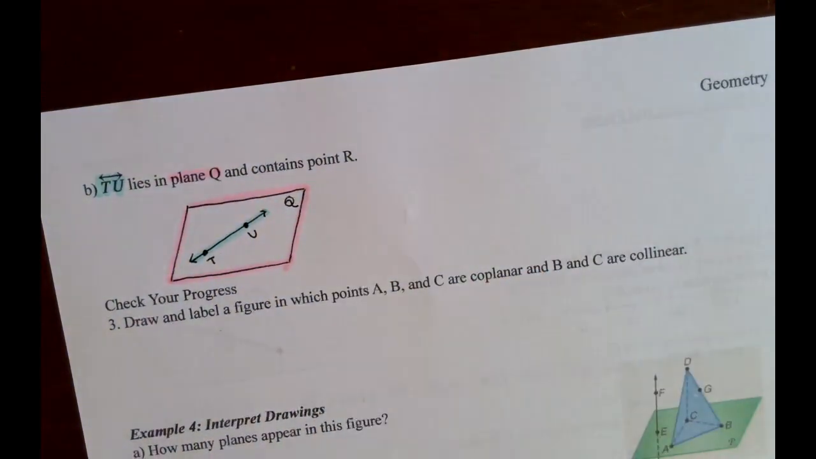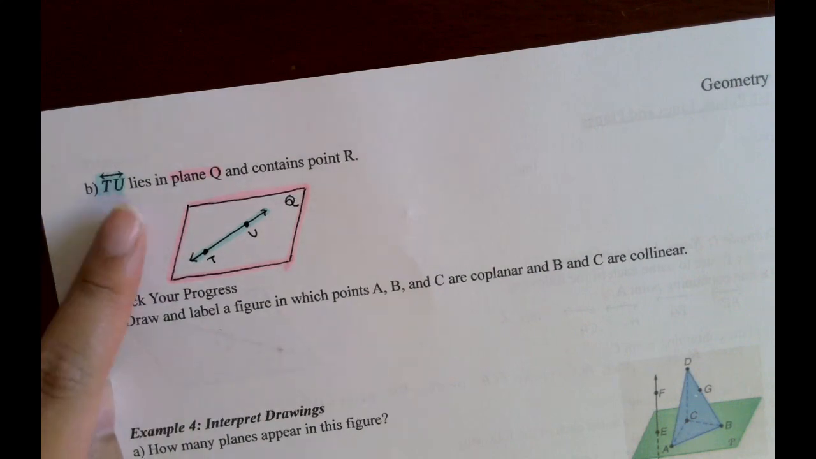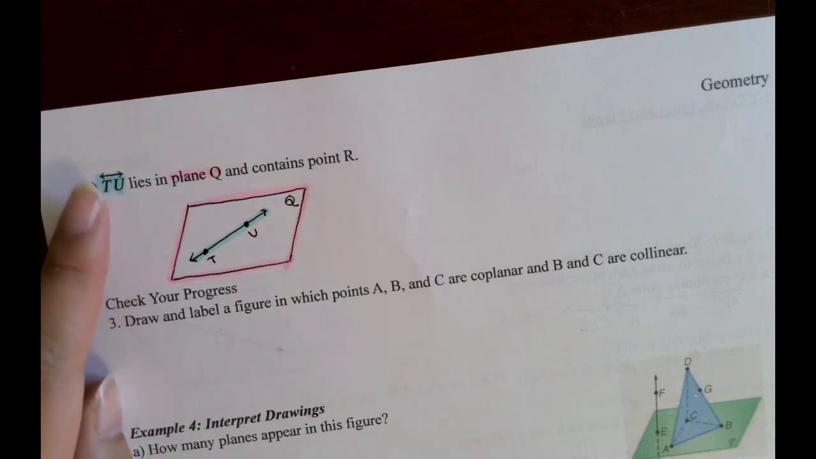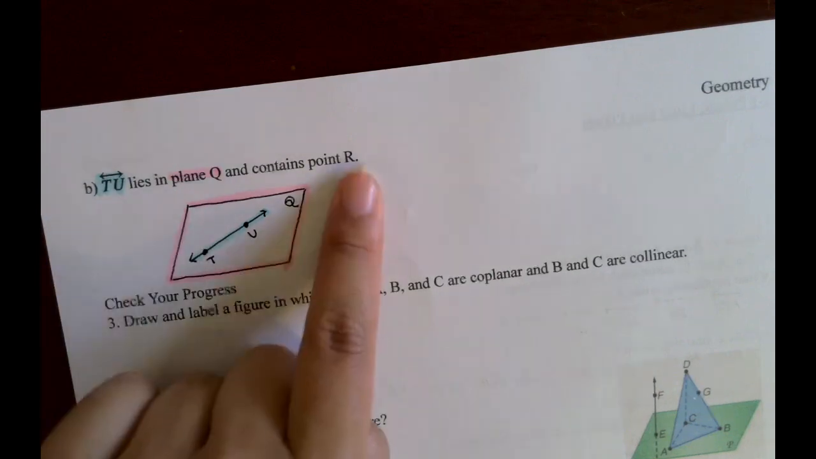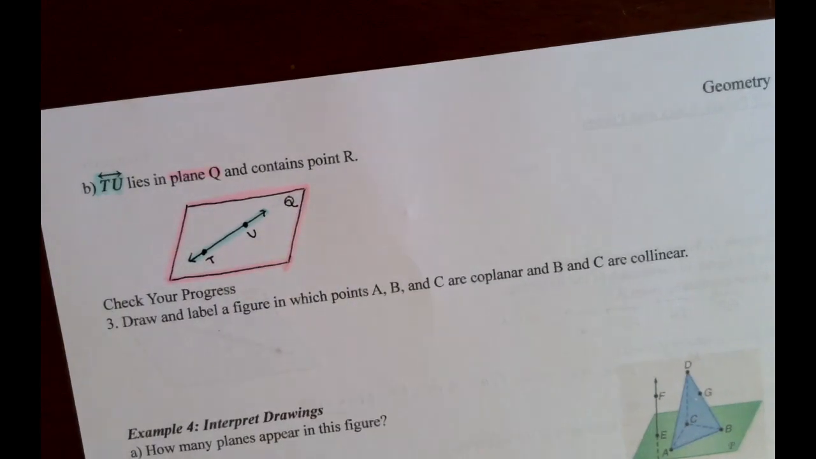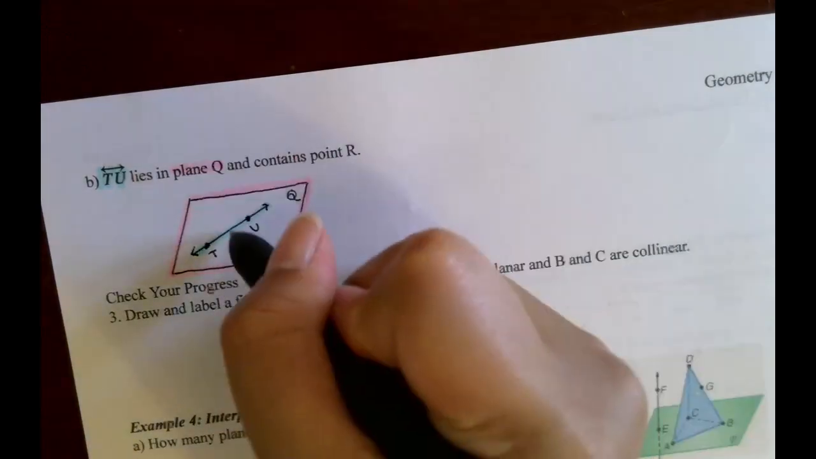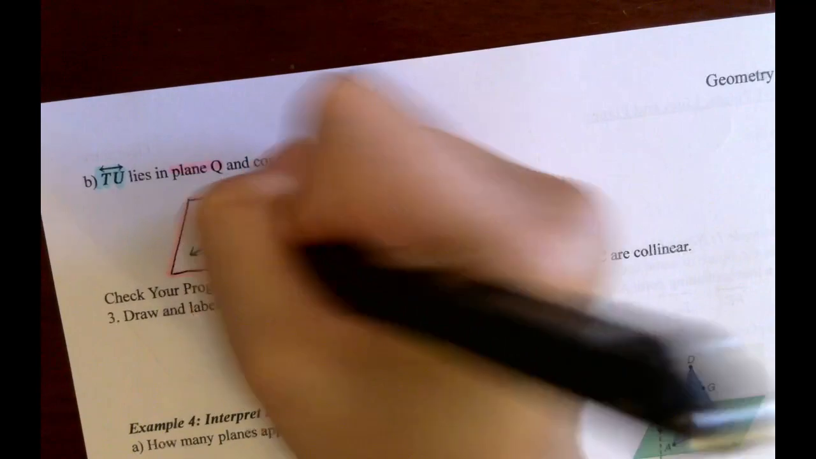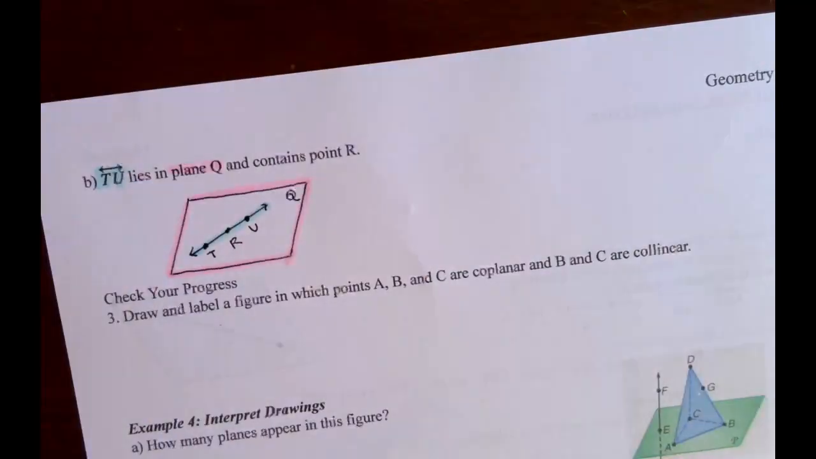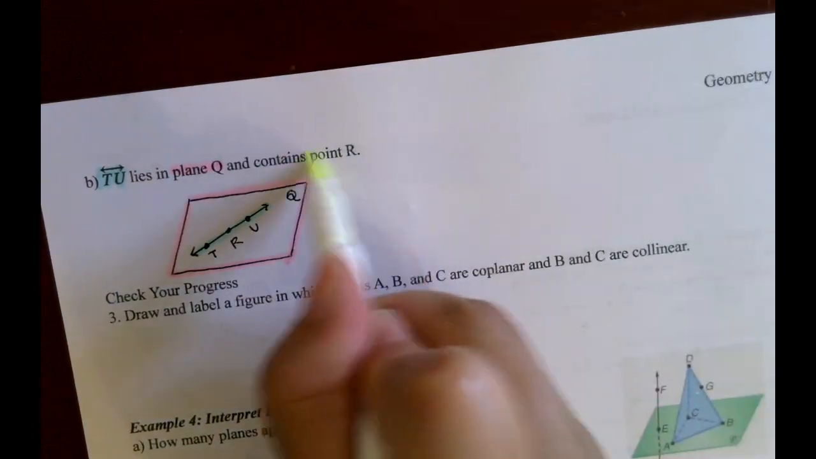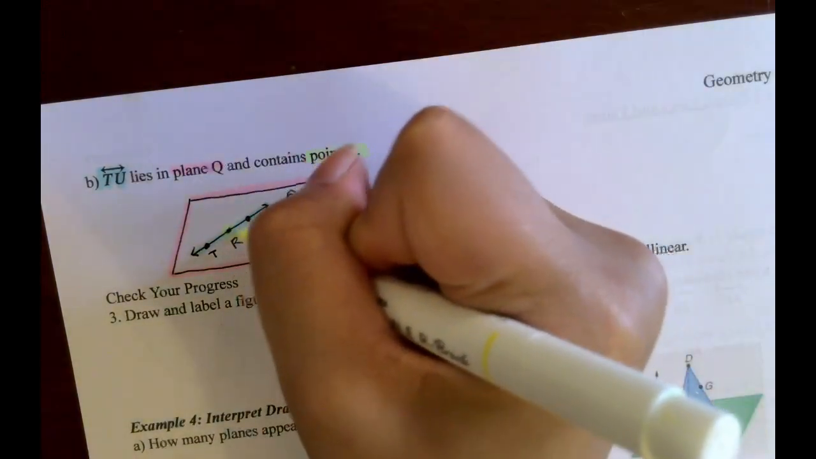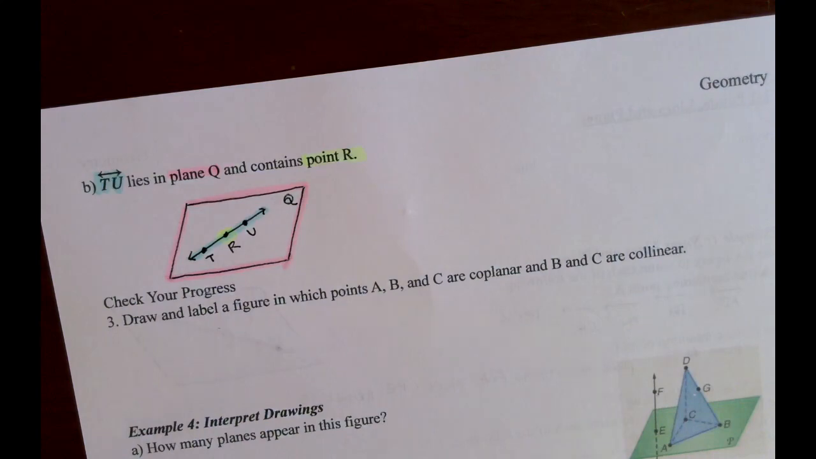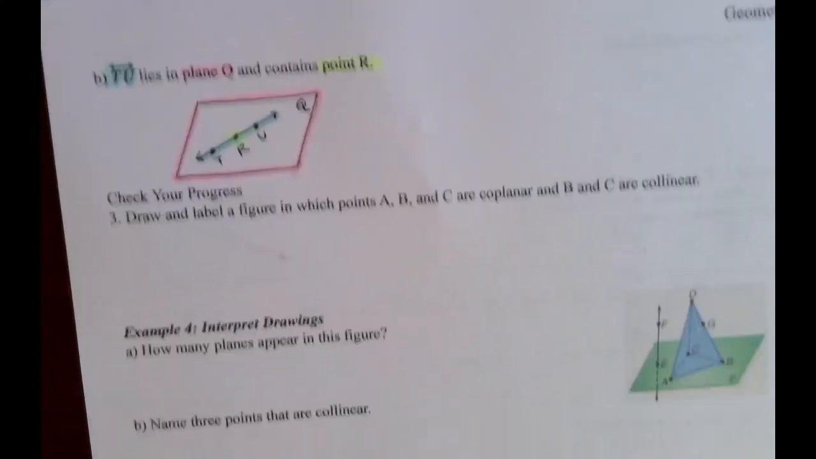So line TU lies in plane Q, and the line TU also contains point R. So all it means is R is somewhere on this line. You can put it here, here, or here. It really doesn't matter, but it should be on that line. And so then here is my point R. There you go. So why don't you try number 3?